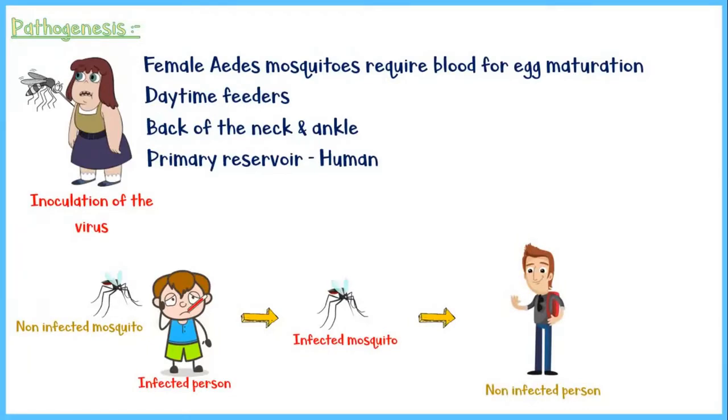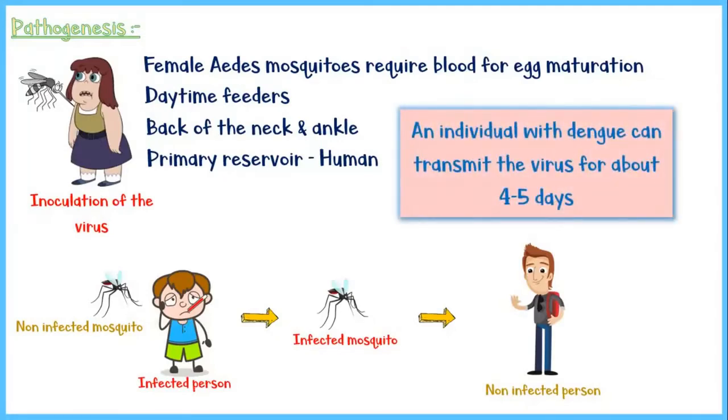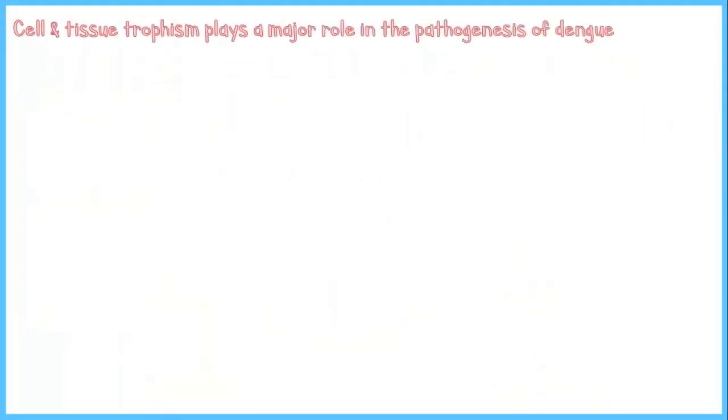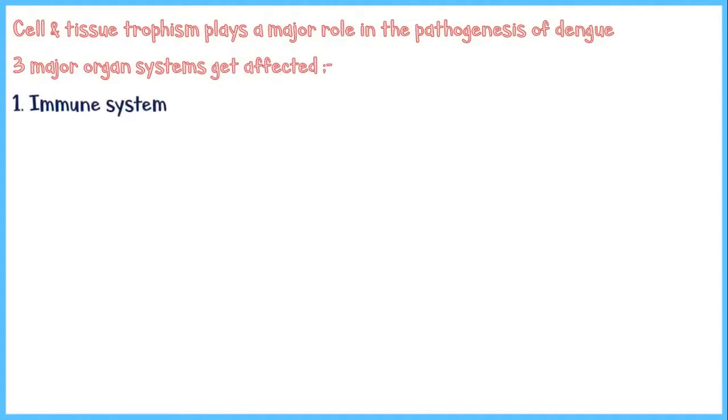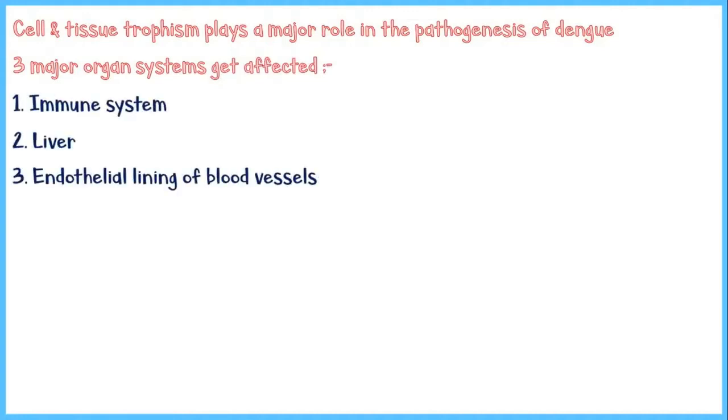Patients who are hospitalized for suspected dengue infection are advised to stay within bed nets to avoid transmission during an outbreak, because an individual with dengue infection can transmit the disease for about 4 to 5 days. Cell and tissue trophism of the virus plays a major role in the pathogenesis of dengue infection. 3 major organ systems are affected by the virus: the immune system, liver, and the endothelial lining of blood vessels.